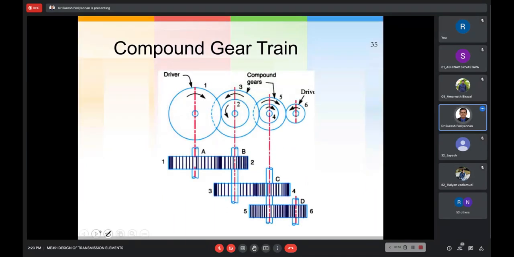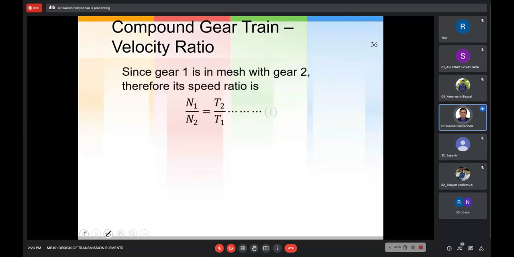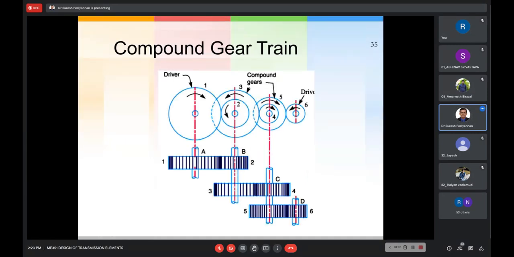Now the velocity ratio of the compound gear train. Here also, first they are considering these two sets where it is meshing. This gear G1 is meshing with pinion 2, gear 3 is meshing with pinion 4, and gear 5 meshes with driven pinion 6. The input and output end shafts are connected with a single gear, but the intermediate shafts are connected to more than one gear or pinion combination. This is called a compound gear train.